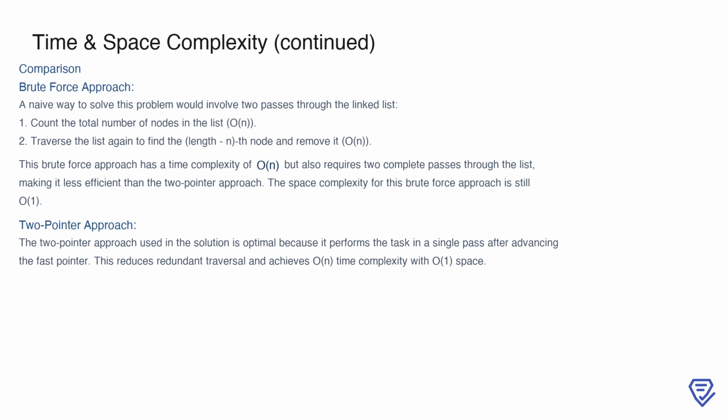Although the time complexity of this brute force approach is still O(n), performing two full passes makes it less efficient than the two-pointer method. In contrast, the two-pointer approach achieves the same O(n) time complexity but does so in a single pass by advancing the fast pointer initially. Both methods have a space complexity of O(1), but the reduced traversal in the two-pointer technique makes it the more optimal solution overall.